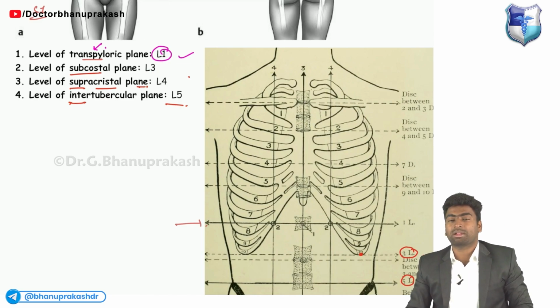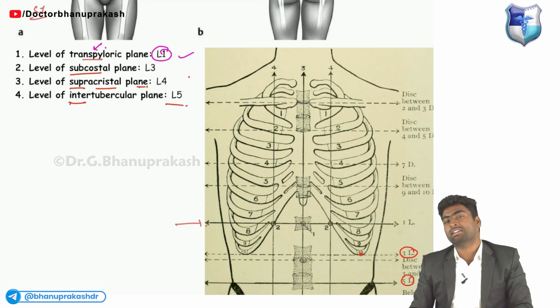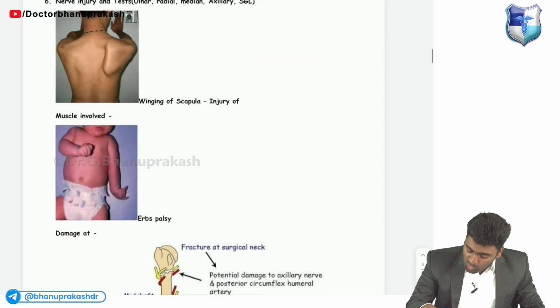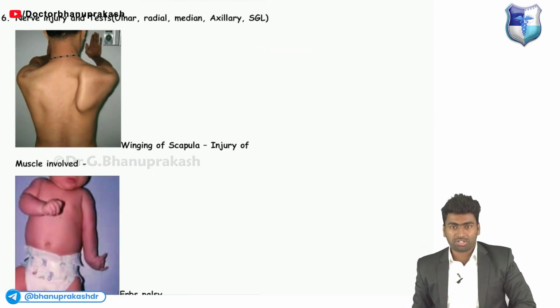The dermatomal supply is T10. It is not the vertebral level. The vertebral level is between L3 and L4. Next, the most important part. Why is it most important? Because there is an integration of three subjects.